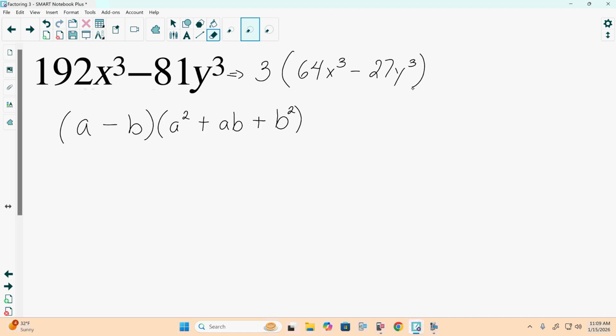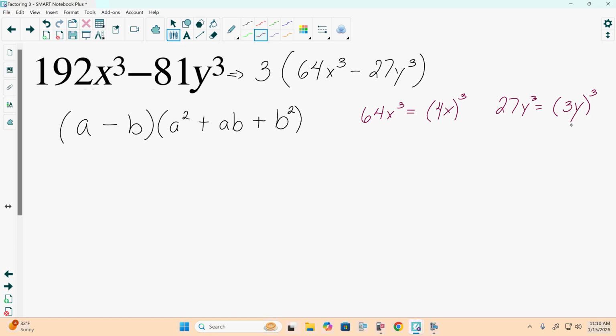Okay, now we know that these two do factor. We've seen 27 and 64 up to this point, yes? The 64x to the third, well, that would be 4x, because 4 times itself 3 times is 64. X times itself 3 times is x cubed. 27y cubed. 27 would be 3, and y cubed would be 1. Questions on this here?